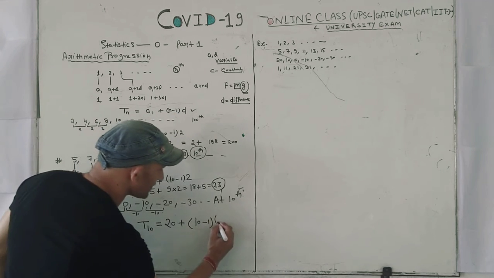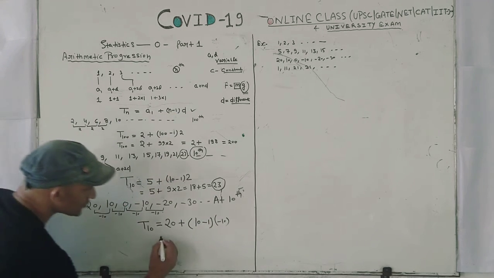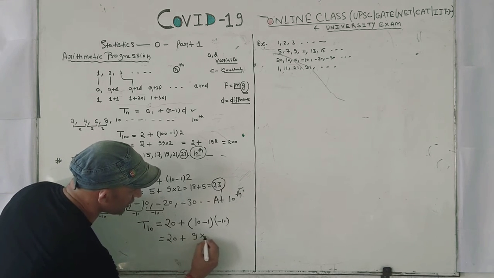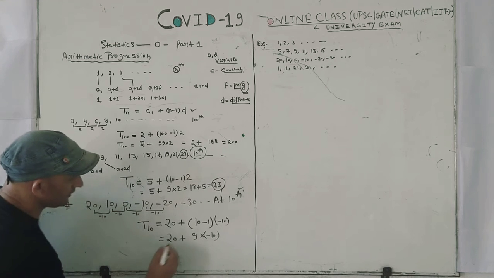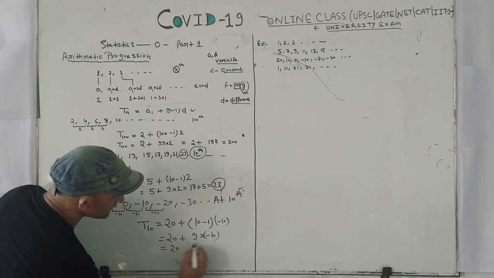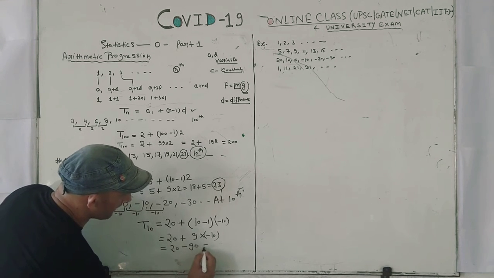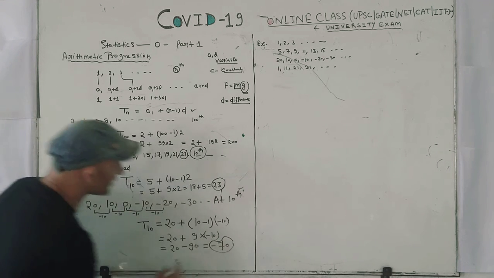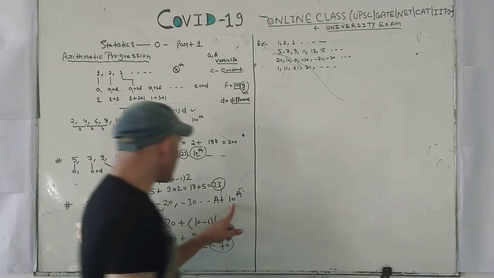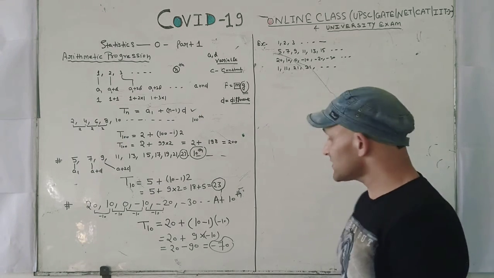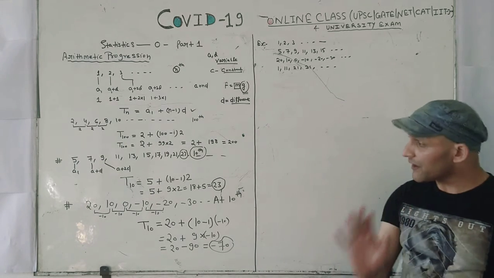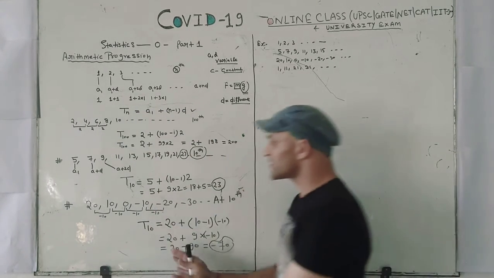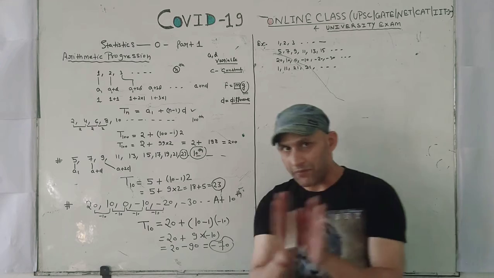The difference is minus 10. So it is equal to 20 plus 10 minus 1, which is 9, into minus 10. 9 into minus 10 is minus 90, and 20 minus 90 is equal to minus 70. So you can check it now: at the 10th place the value will be minus 70. Very simple.